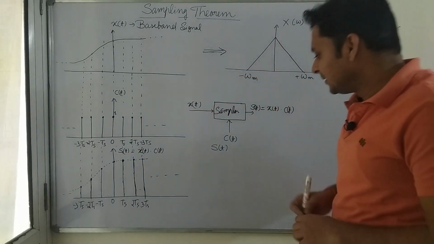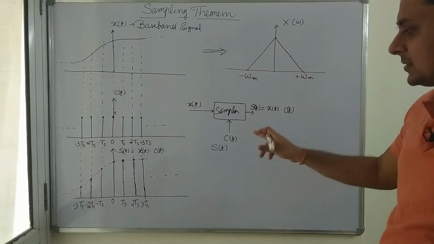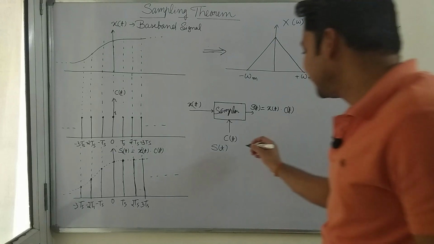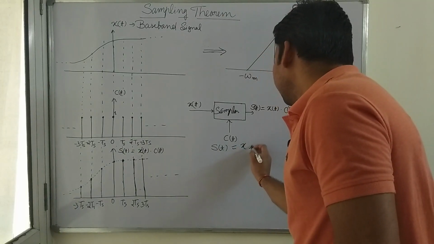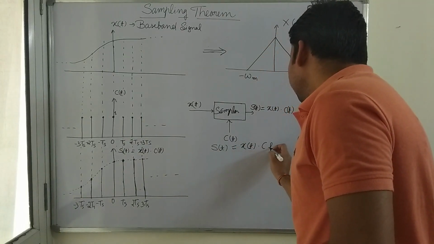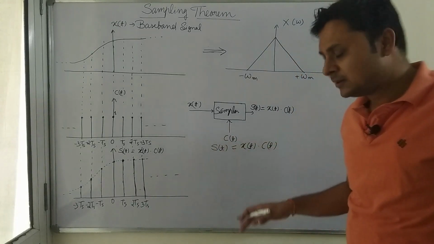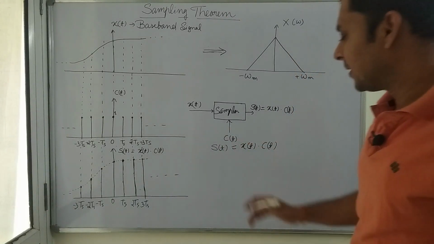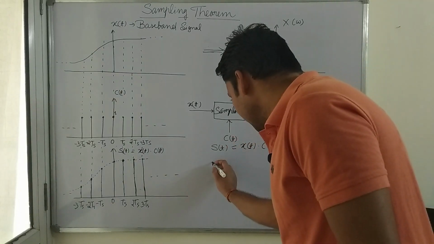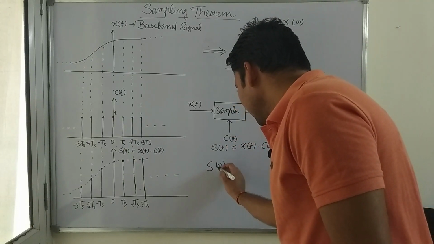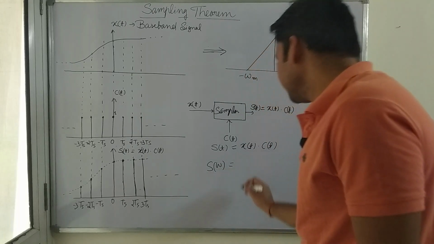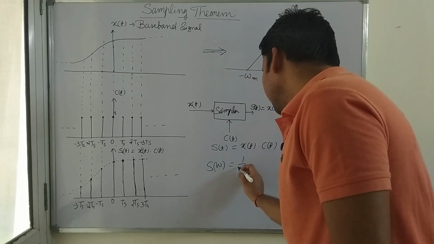Okay, so let's start with the signal s(t). This is the sampled signal. The sampled signal s(t) is equal to x(t) into c(t). Let's take the frequency domain, meaning we will take the Fourier transform of this function. Then S(omega) will become 1 by 2 pi.